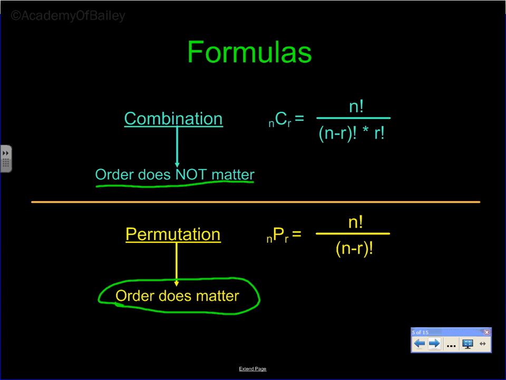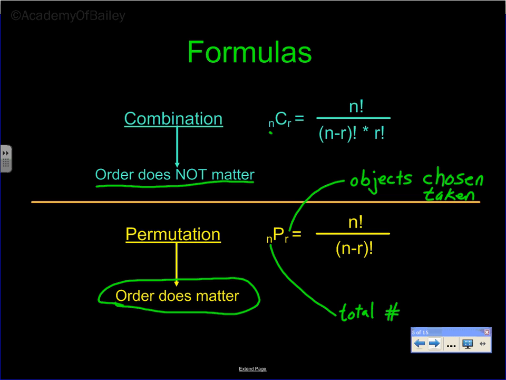Here are the formulas. I probably should have said n, and this is in both formulas. n is the total number of whatever we're talking about. In the situation with the 12 players on the basketball team, 5 for a starting lineup, 12 would be n. And then r is the objects chosen, or the objects taken. Either way, objects chosen or objects taken.